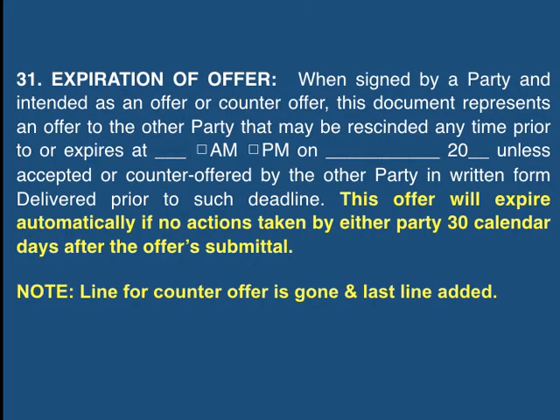31, expiration of offer. When signed by a party and intended as an offer or counteroffer, this document represents an offer to the other party that may be rescinded any time prior to, and you put a date and time, unless accepted or counteroffered by the other party in written form delivered prior to such deadline. You need to put a deadline in here. So for some people who don't put deadlines, the South Carolina Association has added a line here. This offer will expire automatically if no actions are taken by either party 30 calendar days after the offer is submitted.